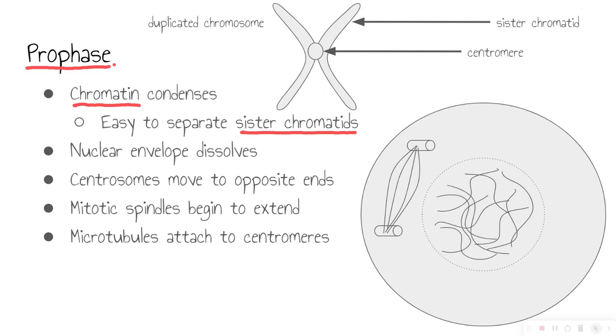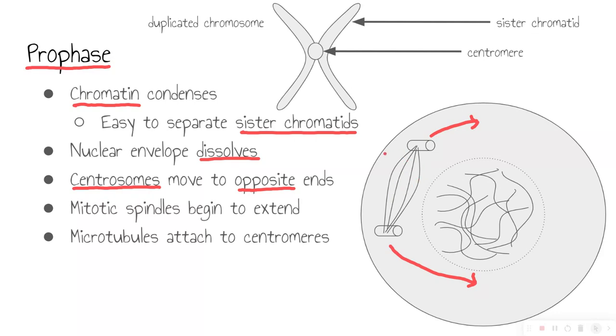So during prophase, the nuclear envelope is going to dissolve. You can see that right here. Our nuclear envelope is starting to dissolve. And centrosomes are going to move to opposite sides of the cell. And centrosomes are made up of two centrioles. Centrioles are organelles in our cells. So we have these centrosomes. They are moving to opposite ends of the cell. And mitotic spindles are coming out of these centrosomes.